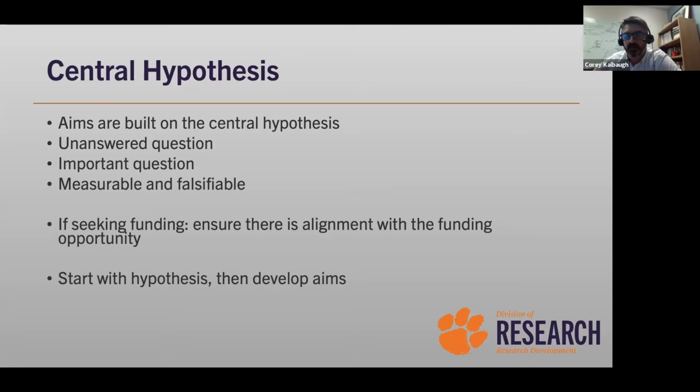In order to do a good research project, you have to have a central hypothesis on something important, something that's measurable and falsifiable, and you have to look at the funding opportunity. You have to make sure you're in line. If you're submitting to the National Heart, Lung, and Blood Institute, don't give them something on HIV, for example. And if they have a particular announcement about implementation science and you're not an implementation scientist or don't have access to one, don't submit.